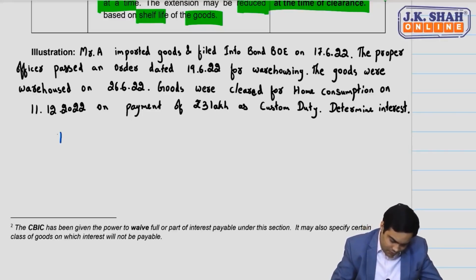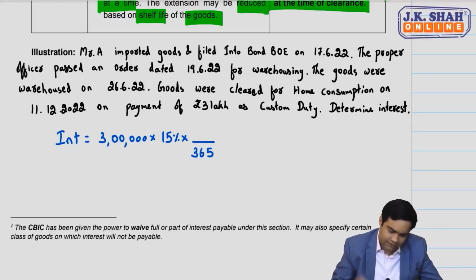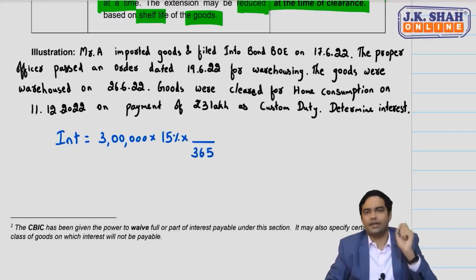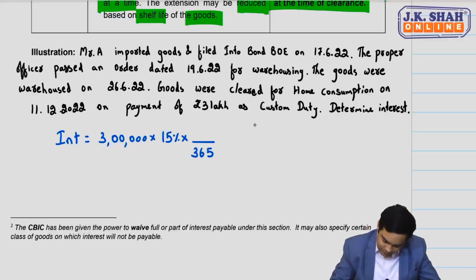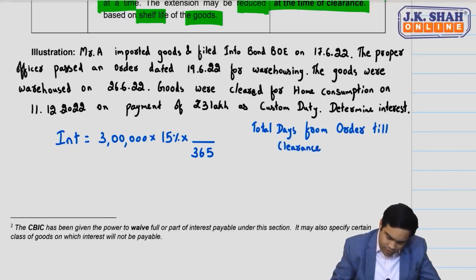Now, I hope you have already solved it. Interest will be 3 lakh into 15% into dash divided by 365. We just have to find out how many number of days for which interest will apply. Let's see total days from order till clearance. See, from order till clearance.